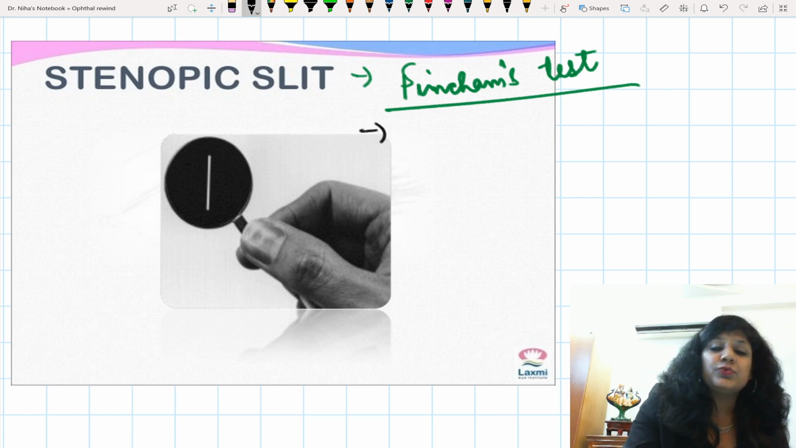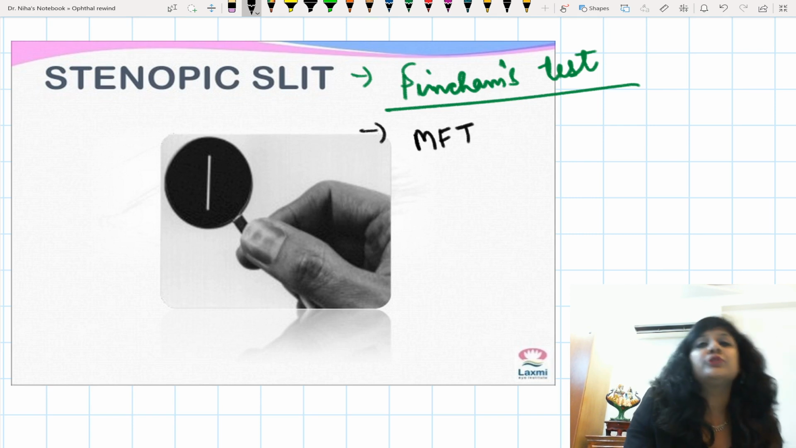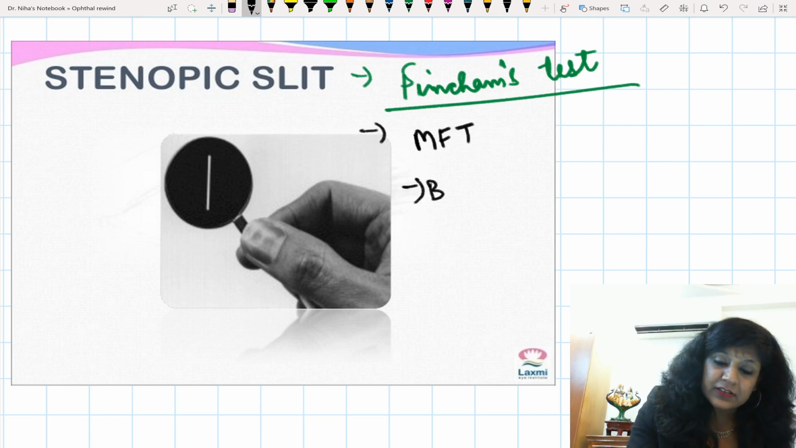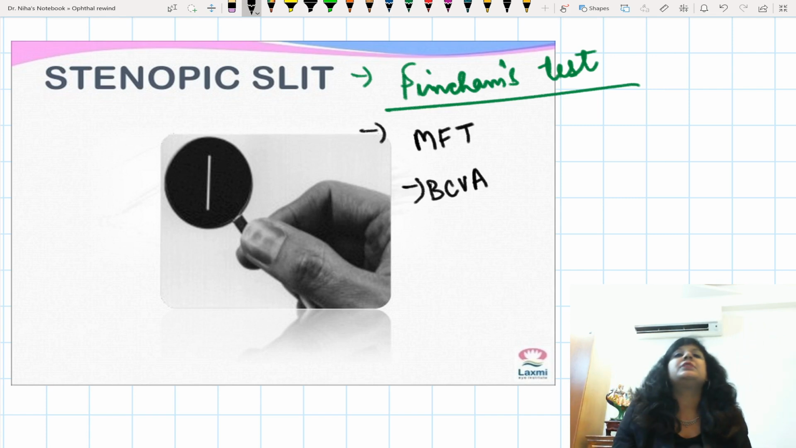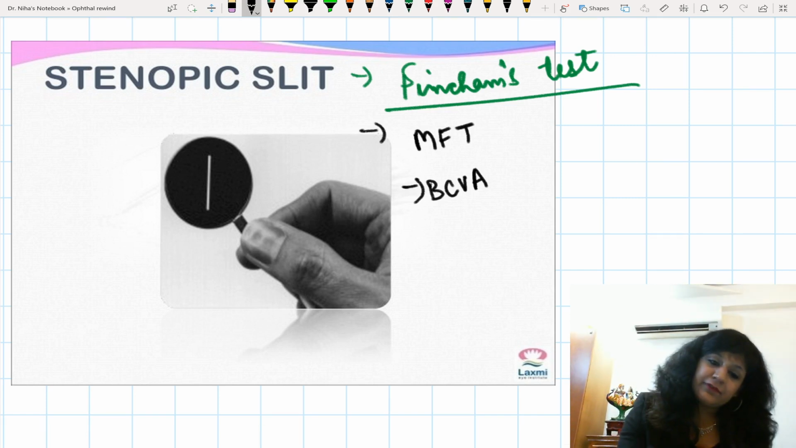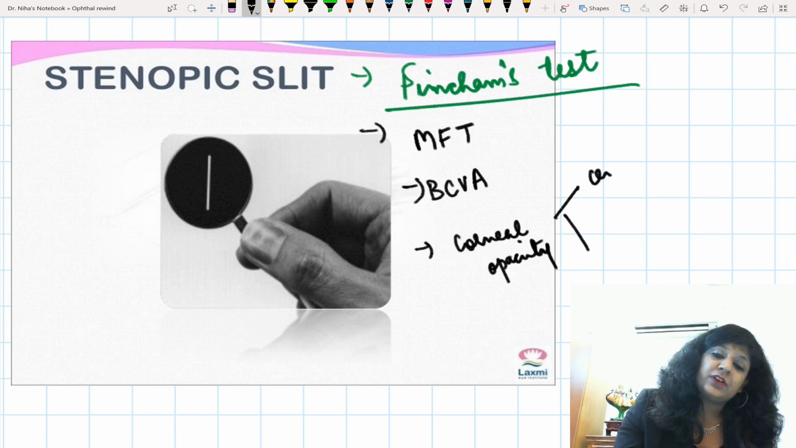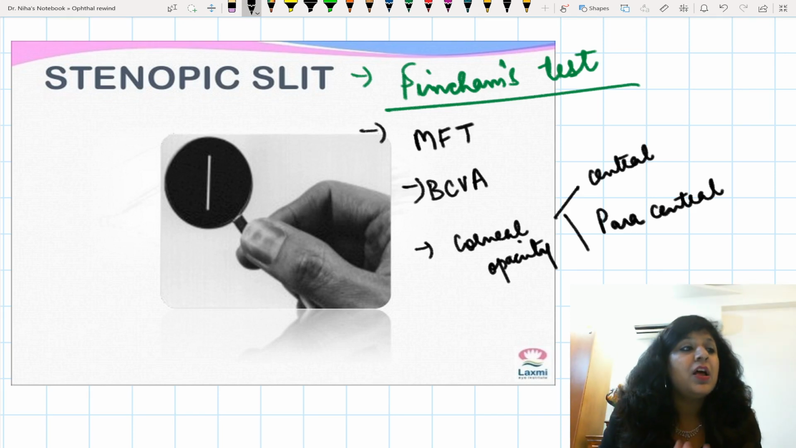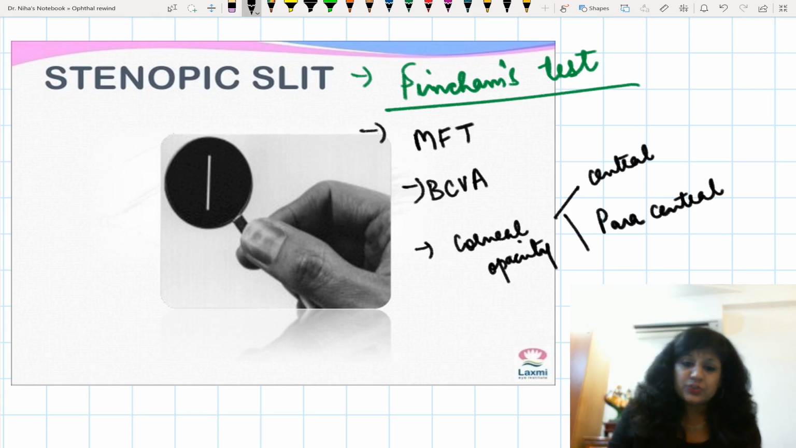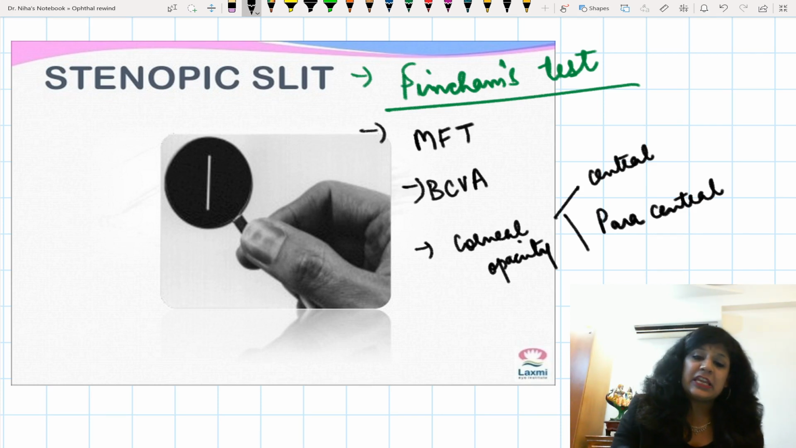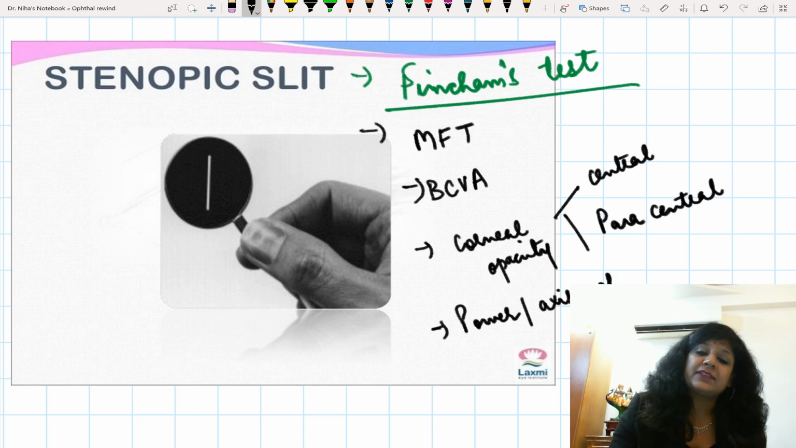Like it is used for the macular function test also. It can be used for best corrected visual acuity also, and then we can also differentiate the corneal opacity. If you are having the corneal opacity, then we can differentiate whether this corneal opacity is central or whether it is paracentral. So we can use it for the visual acuity, even we can use it for the power as well as the axis of the astigmatism.